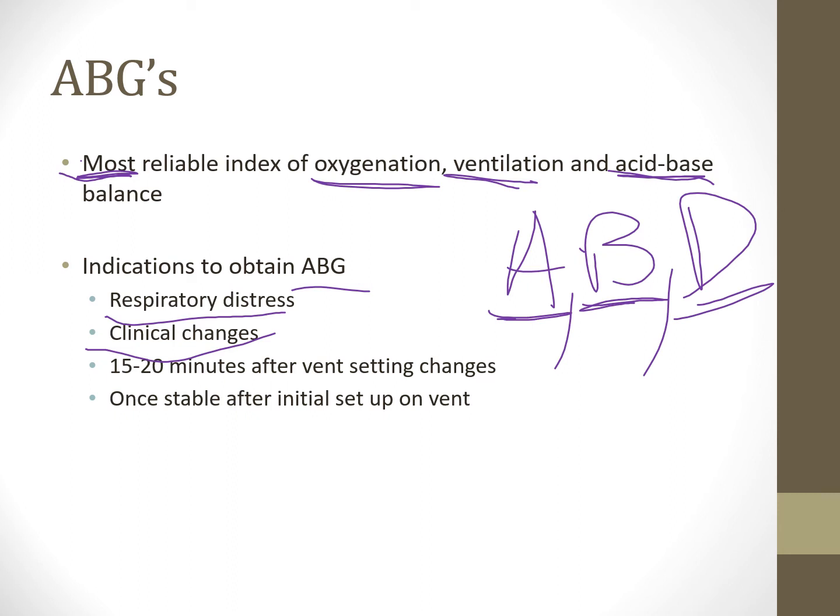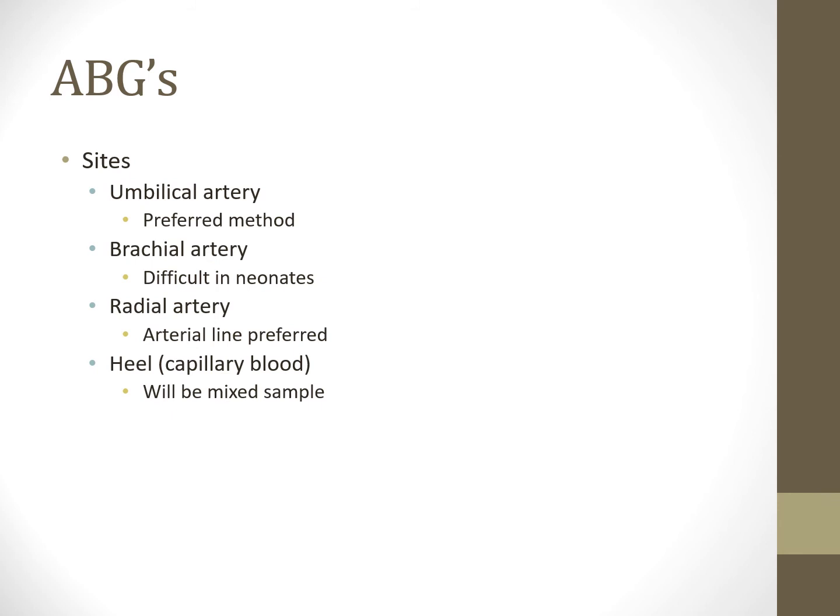So if a kid's starting to get more A's, B's, and D's, then they might want to grab a blood gas of some sort. 15 to 20 minutes after vent setting changes, just like the adult world. And then once they're set up on a ventilator, they'll get either a cap gas or anything like that as well. So what are some sites for ABGs on a neonate?